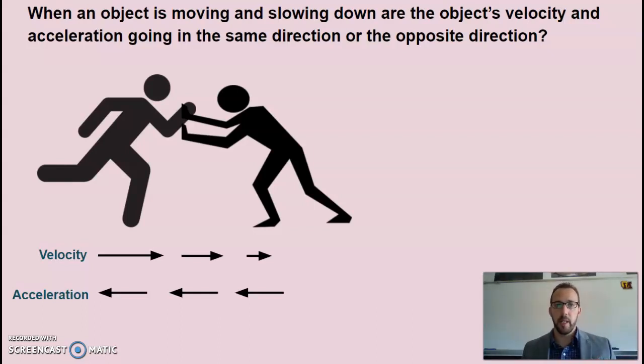I've used this example in class before: if someone is running in one particular direction, but they're slowing down, you have to push them in the opposite direction to make that happen. The same thing holds true if we throw something up into the air. If I throw it up, the velocity is up, but the acceleration is down because that's the way gravity goes.